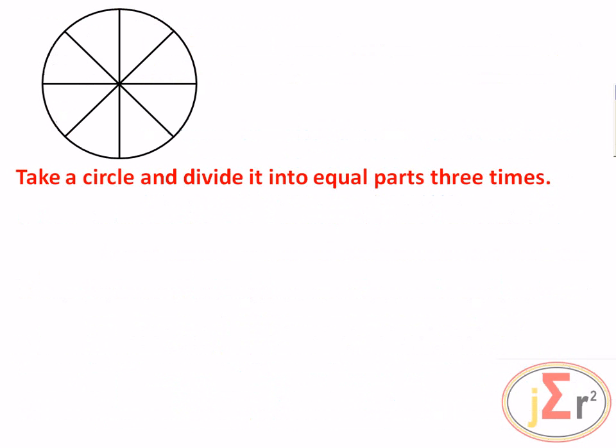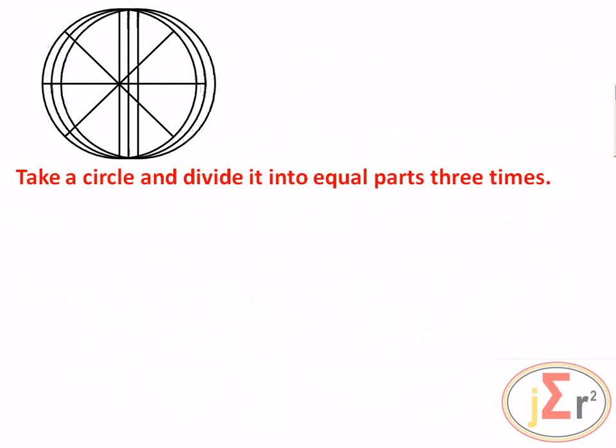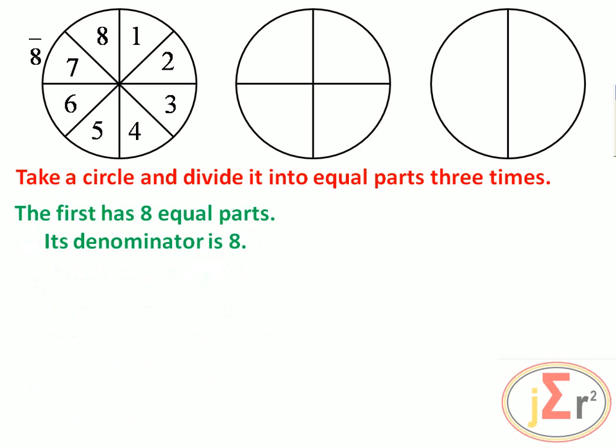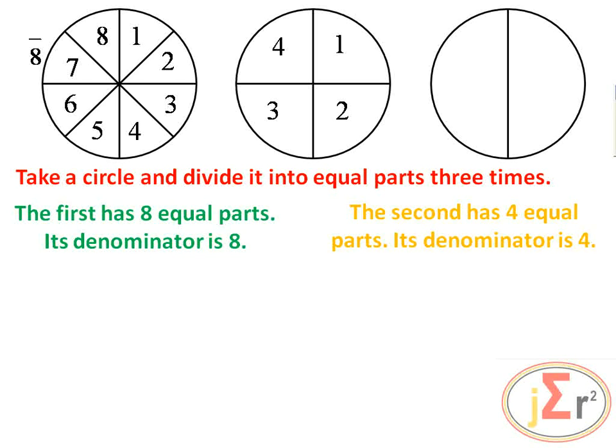Let's see if we can establish that right there. Take a circle and divide it into equal parts 3 times. The denominator will be what in this particular case? 8. The first has 8 equal parts. The denominator is 8. In the second case, the denominator will be? 4. The second has 4 equal parts. The denominator is 4. And the other denominator will be? 2.